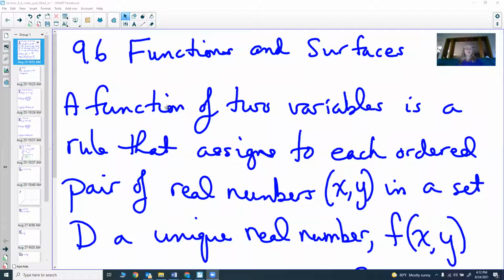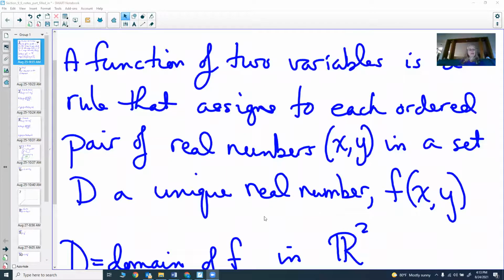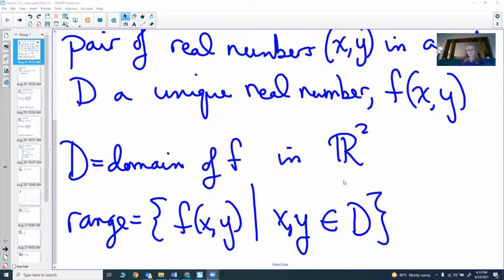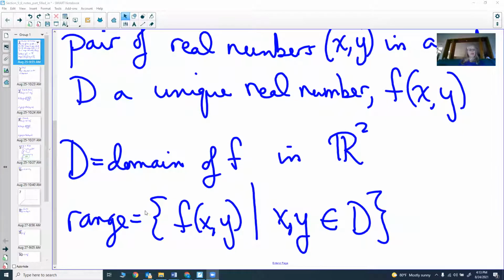Let's talk about how we can actually think about functions and surfaces. A function of two variables is a rule that assigns to each ordered pair x and y in a set D a unique real number, f of x, y. And D is the domain of f in R2. So the range is the set of function values of f of x, y, where x and y are in that domain.